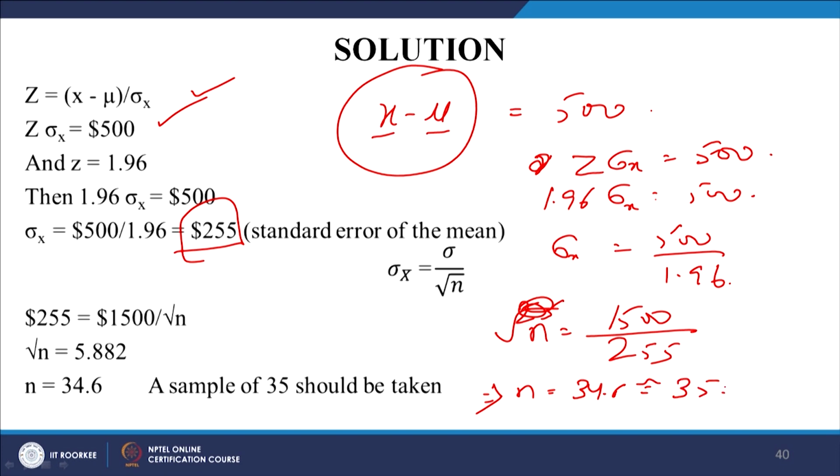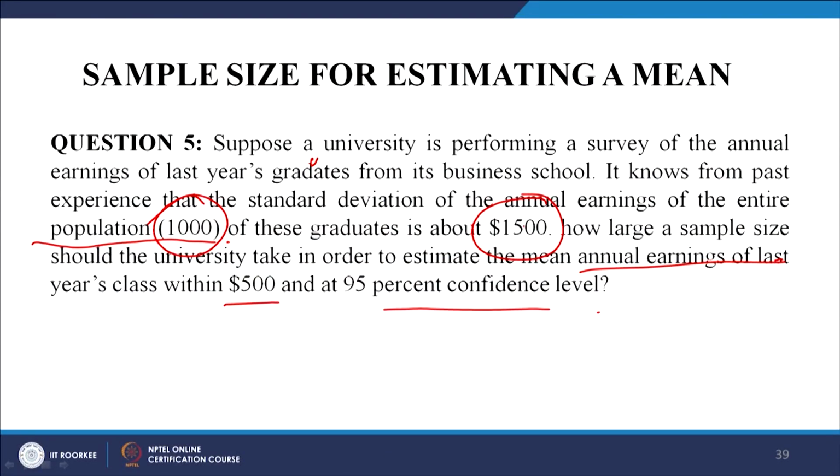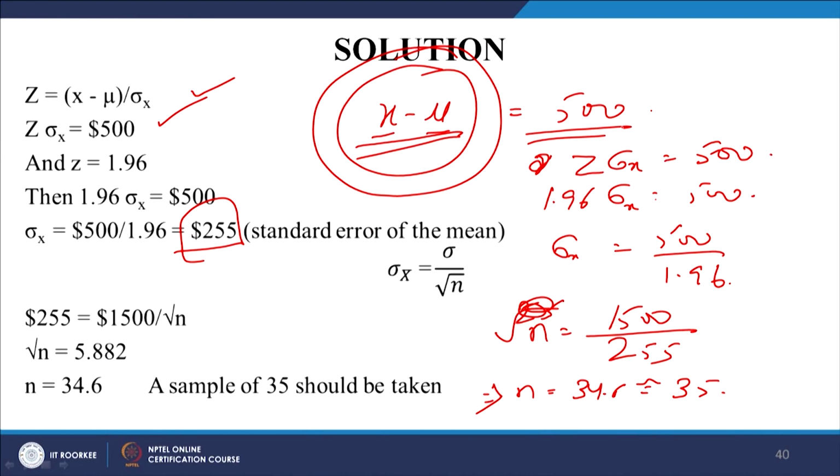So, if you take 35 samples in this study, you will get a result within 500 of the earnings of last year's graduates, at a 95% confidence level. I think this is clear, this is very simple. You just need to understand one concept: we are talking about the closeness, x minus mu. Otherwise other things are simple.